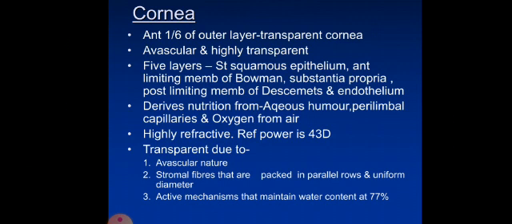So now the cornea is transparent. This is a very important point you need to note down. The transparency of the cornea is due to 3 things: because it's avascular in nature, the stromal fibers are packed in parallel rows of uniform diameter, and active mechanisms maintain water content at 77%. These are the 3 reasons why cornea remains transparent.